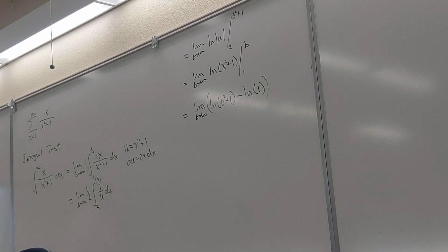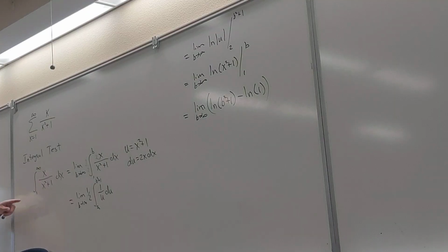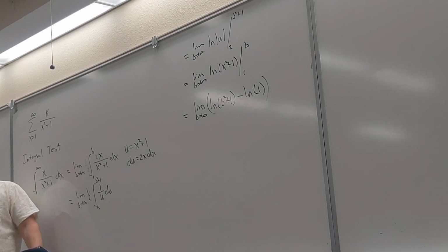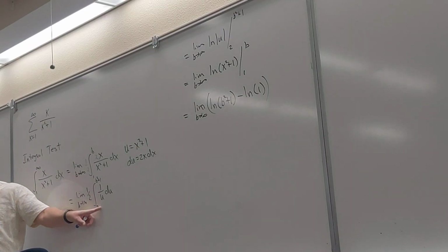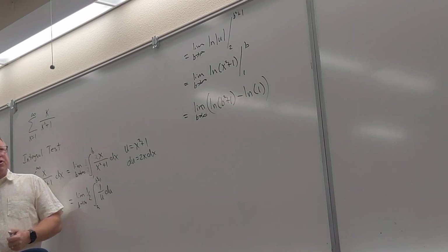Why is it from 1 to b? Because I changed it from u back to x. So when we're in x, it's 1 and b. When it's in u, it's 2 and b squared plus 1. I used the u bounds to convert, but then I went back to x. I'll talk about this after we finish here.